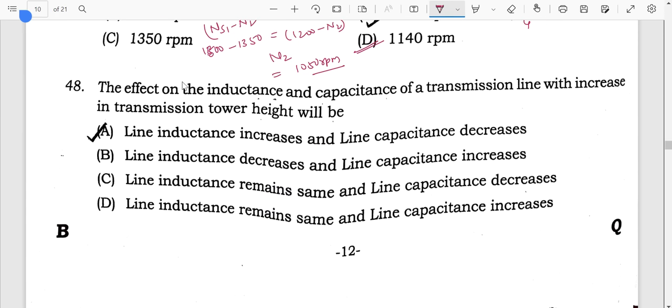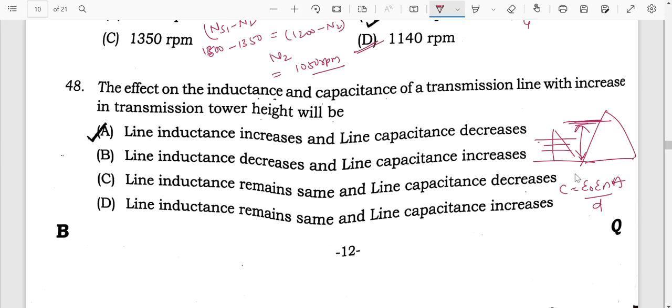Okay, next one, 48 question here. The effect of inductance and capacitance on the transmission lines with the increase in the tower height. So tower height, that means, okay, so here we have transmission lines. If you are increasing the tower height here, what about the distance between the conductor and the ground? It increases. So as a distance between the conductor and the ground increases, C is equal to epsilon naught epsilon r A by d here. So A is nothing but this here.